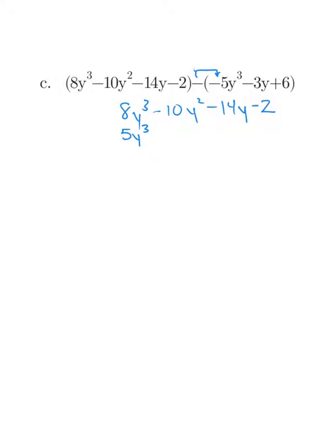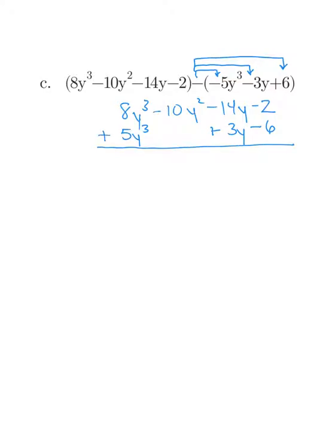I also want to subtract negative 3y. This will become positive 3y. Where do I want to put it? Since it's not a y squared, it's a y, I'm going to put it underneath the 14y. Again, remember that when we do this vertically, we want to line up our like terms, so we want y's on top of y's. And finally, minus 6. Since it is a constant, I'm going to put it underneath the constant.